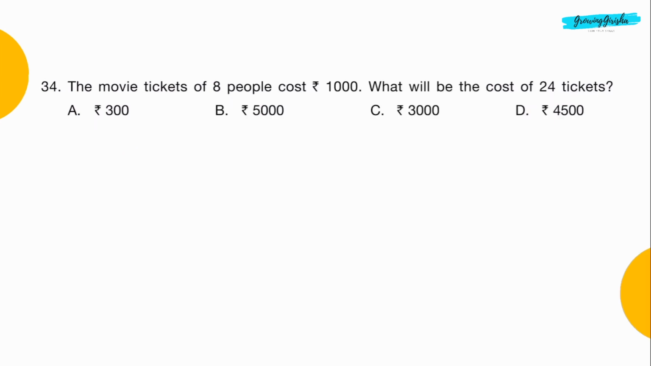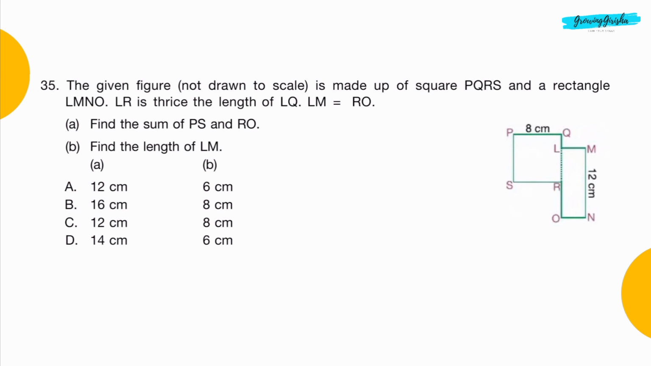Question 34. The movie tickets of 8 people cost rupees 1000. What will be the cost of 24 tickets? Option C, rupees 3000. Question 35. The given figure not drawn to scale is made up of square PQRS and a rectangle LMNO. LR is thrice the length of LQ. LM is equal to RO. A. Find the sum of PS and RO. B. Find the length of LM. Option D.